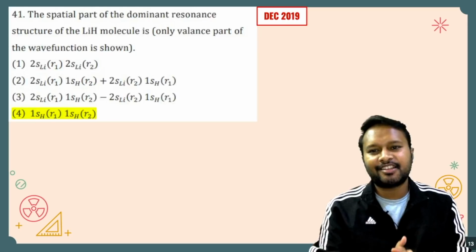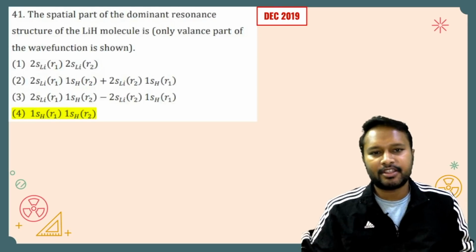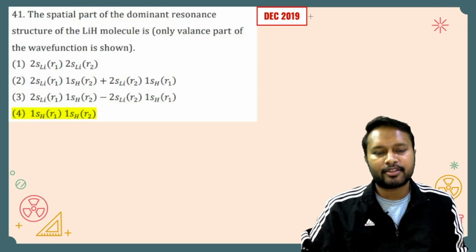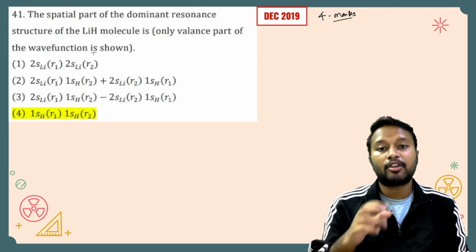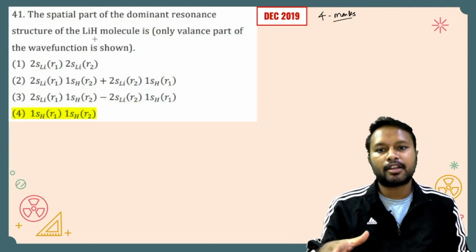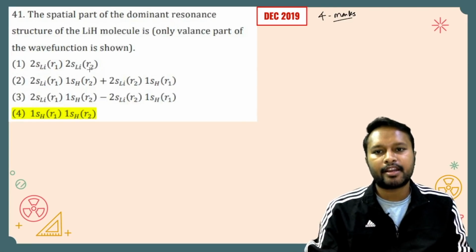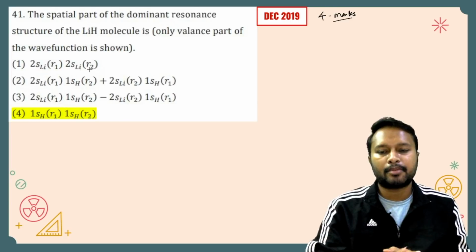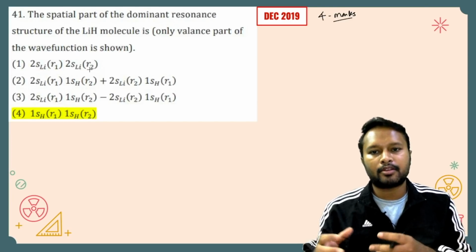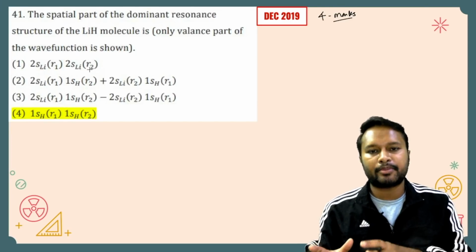Alright, let's take this next question and try to see this. This was asked in CSIR December 2019 and this was a 4-marker question. The question says: the spatial part of the dominant resonance structure of lithium hydride molecule is... only the valence part of the wave function is shown. You have to tell the spatial part. So where does your electron lie?